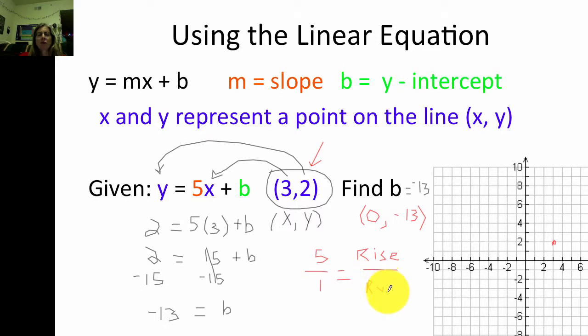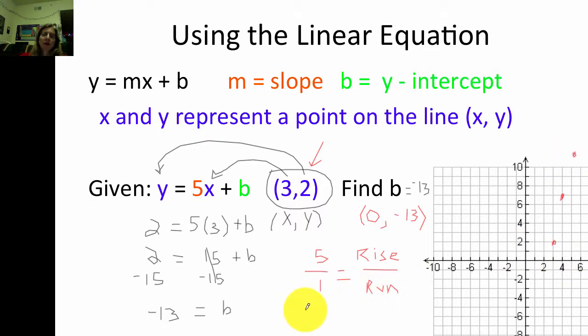So we start with the point we're given, 3, 2, and we climb 5 because it's a positive 5, so we go up, 1, 2, 3, 4, 5, that's the rise, and it's a positive 1, so we go to the right 1. And there's another point on our line. We do it again, 1, 2, 3, roughly 4, 5, to the right 1, it's roughly right there.